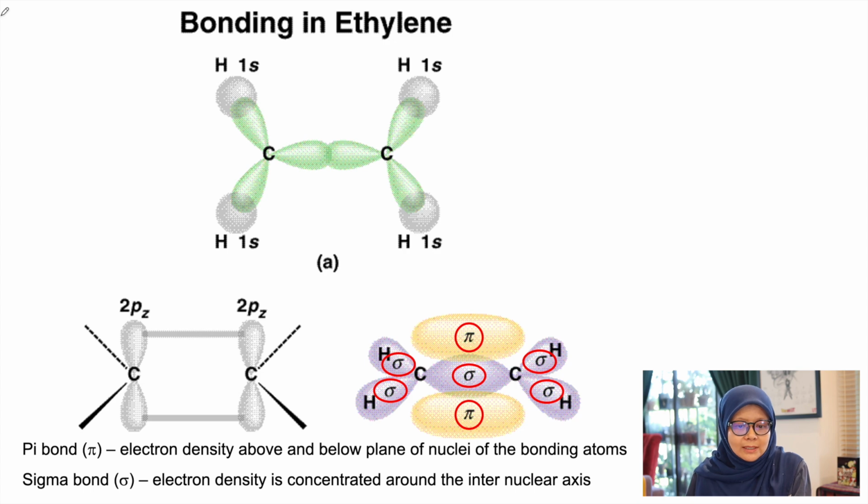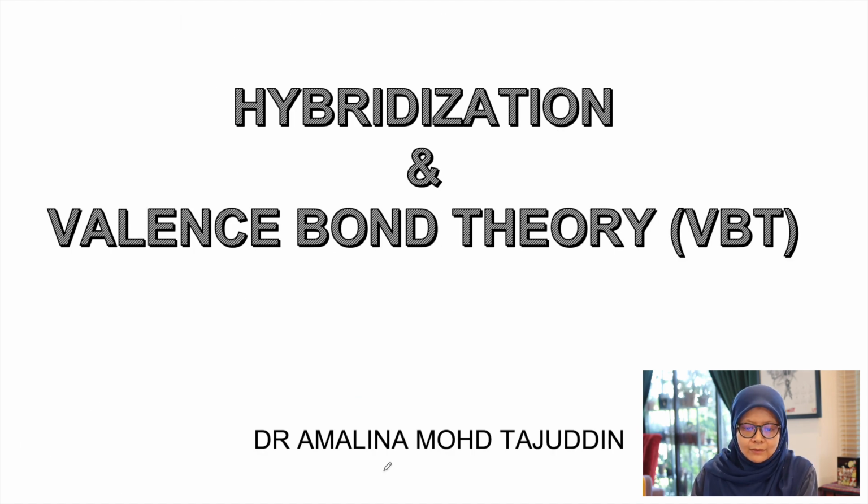Okay, so this is another diagram for ethylene. Alright, so this is where you can see the formation of a sigma and also pi bond. The pi bond is where the electron density is above and below the plane of the nuclei of the bonding atoms. Okay, and then for the sigma bond, the electron density is concentrated around the internuclear axis. Alright, so that's the end of this part, the mode of orbital overlap.